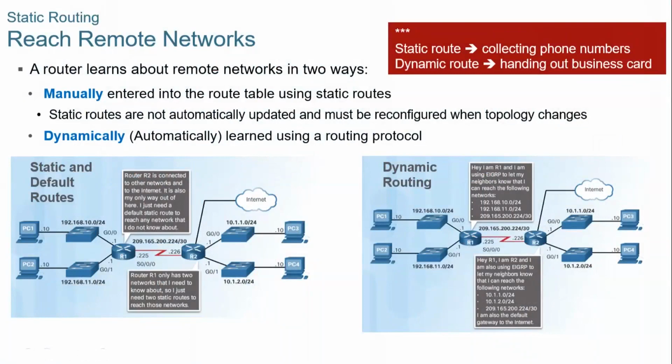A router learns about remote networks in two ways. One is manually entered into the routing table using static routes. Because static routes are manually entered, they have to be manually updated as well. They cannot update automatically. So whenever there is a change in the topology, the network administrator has to go into the router and manually update the static route.